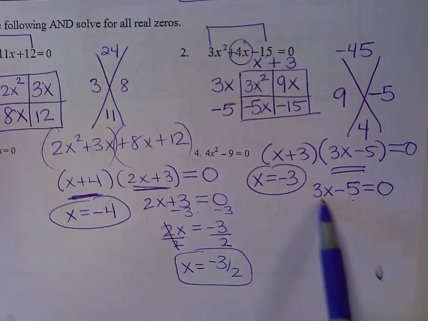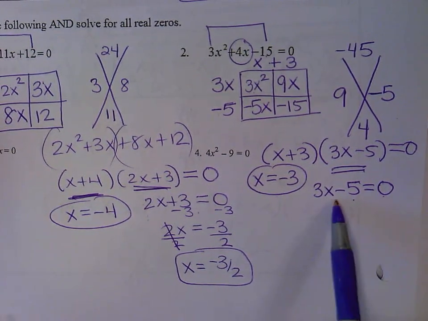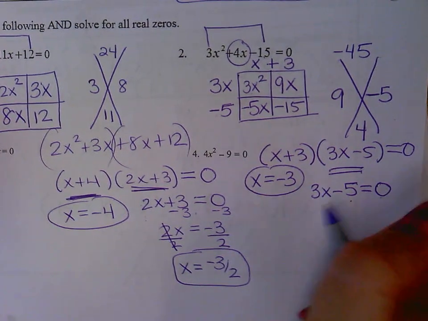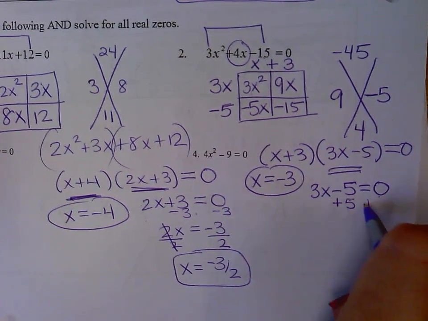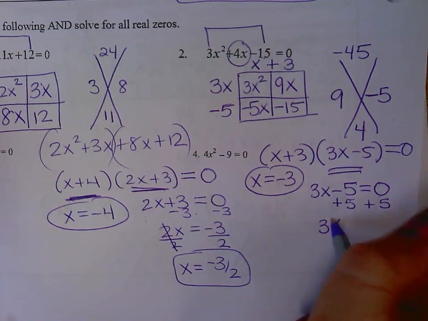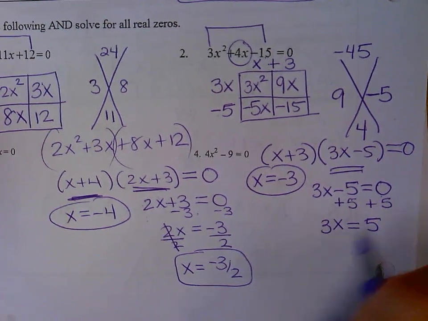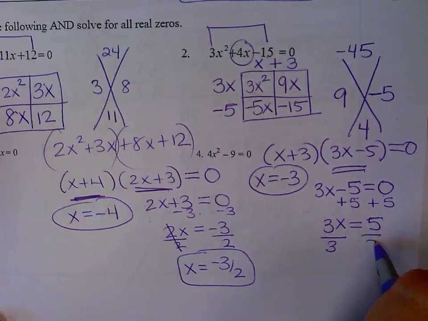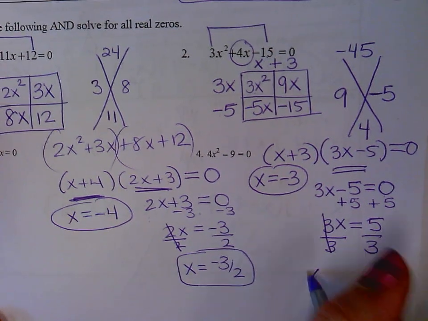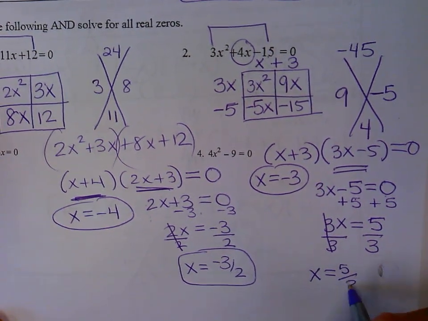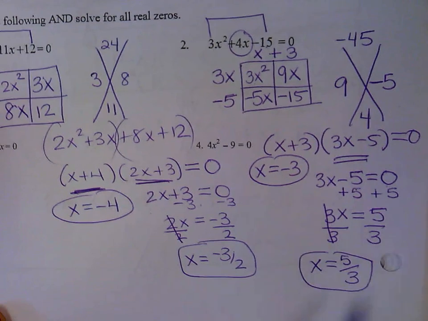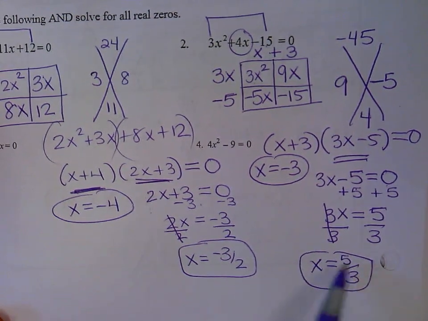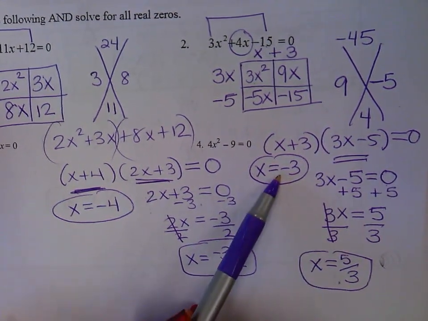So solve that for me. How do I get x by itself? Add 5 to both sides. So 3x equals 5. And then divide by 3 to get x by itself. So I would just leave it as 5/3. X is either 5/3, which is 1 2/3, or x is -3.